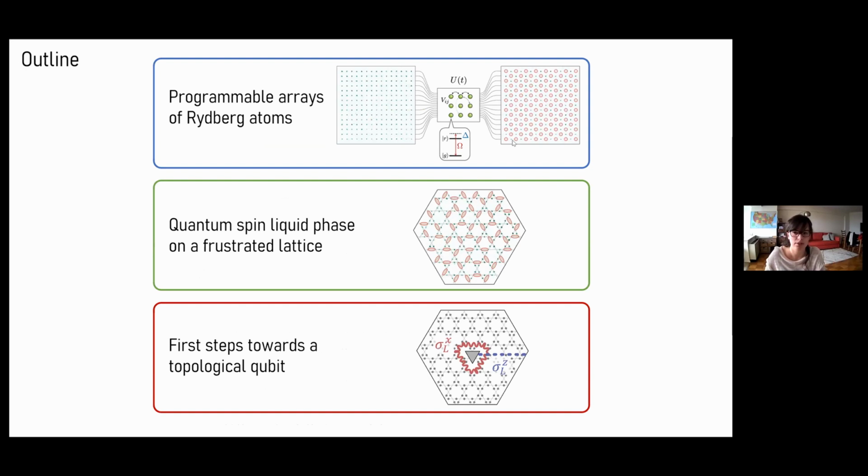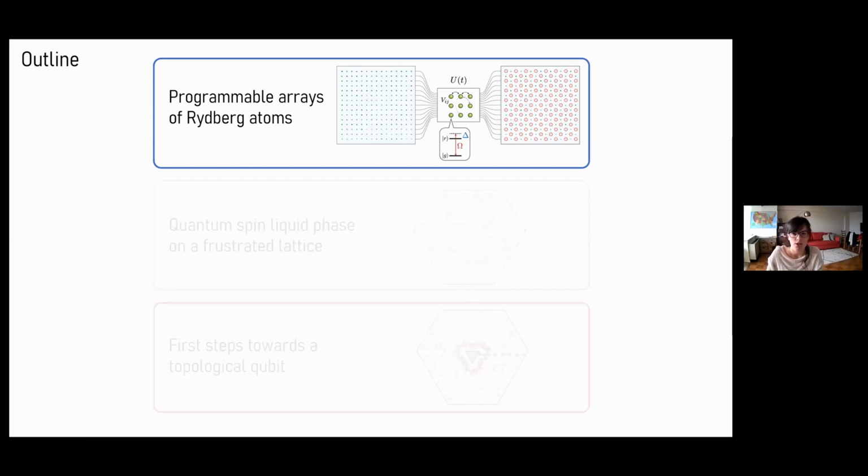So first of all, in my talk, I will tell you a little bit about the platform we use, which is these arrays of Rydberg atoms. And then I'm going to tell you a little bit more in detail about the latest experiment that we performed, which is related to the generation of quantum spin liquid states in this platform. And finally, I will show you how we can use this quantum spin liquid to do the first steps towards the creation and manipulation of a topological qubit. So let's start with the experimental platform.